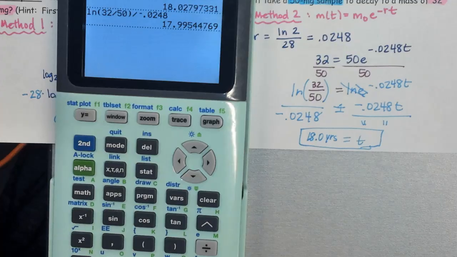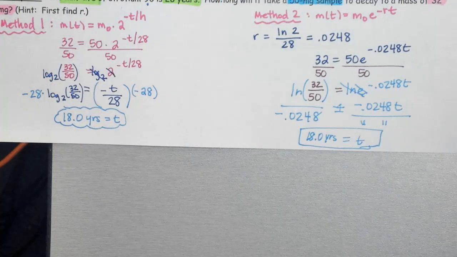Okay, if they asked you to round to the whole number, it would be 18. If they asked you to round to the nearest tenth, it would be 18.0. When you're doing your homework, you can choose what to round to if it does not specify. Okay?